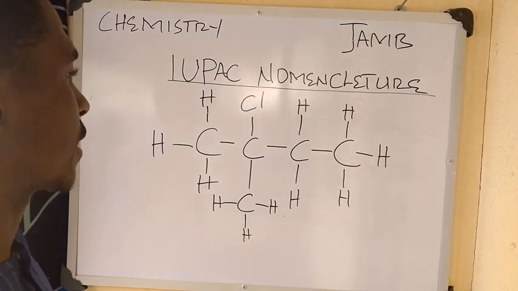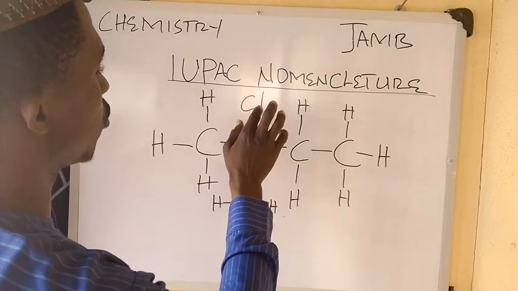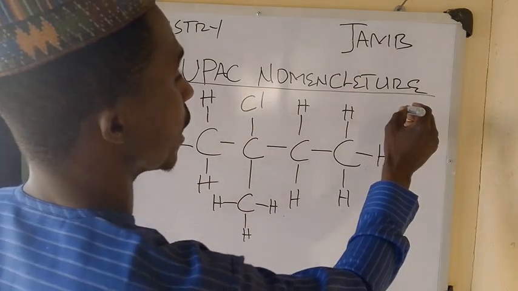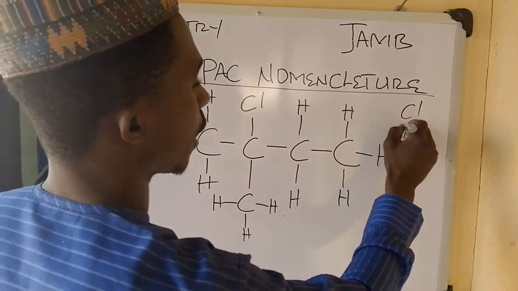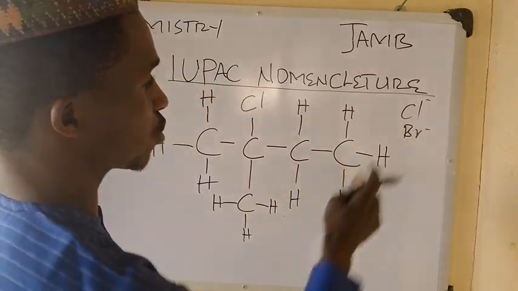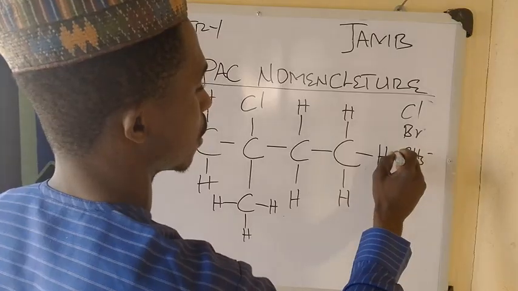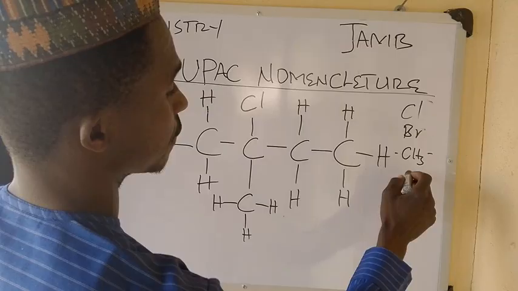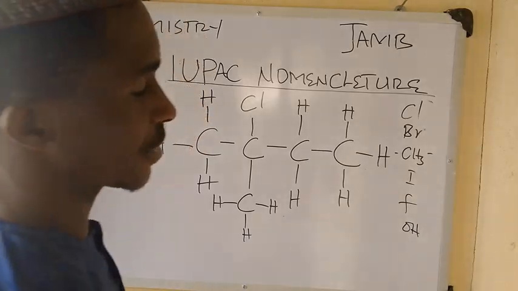So now, if I'm looking at this structure, is there anything bonded to it aside from hydrogen atoms? Yes. What is that? Can you see chlorine here? And I told you that here we don't call it chlorine, we call it chloro. So Cl is an example of a substituent. When you have Br, Br is also an example of a substituent. Then when you have CH3, it's an example of a substituent. You can also have I, you can also have F, acting as a substituent.